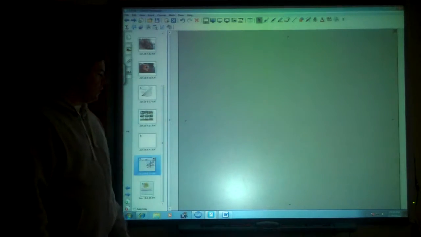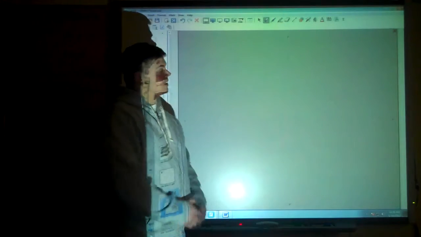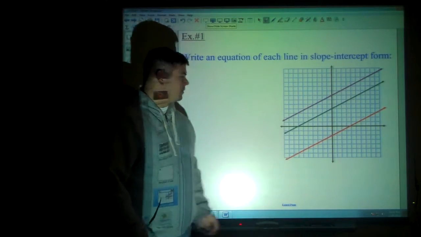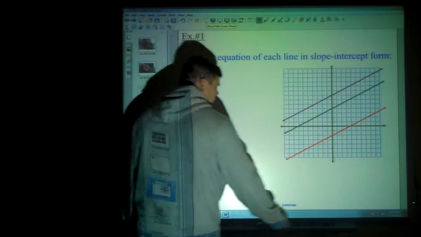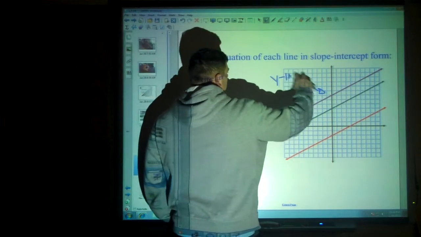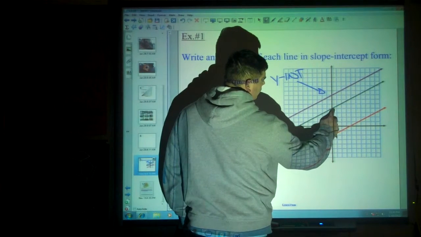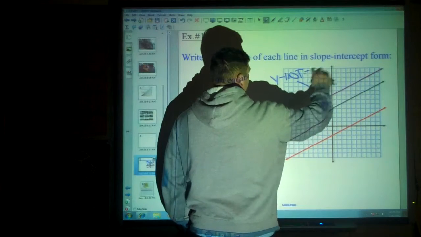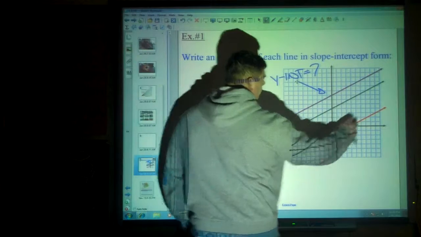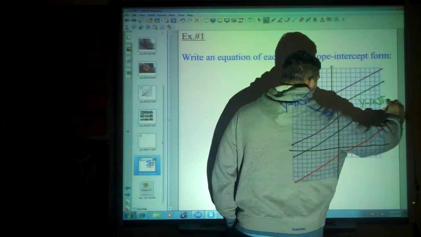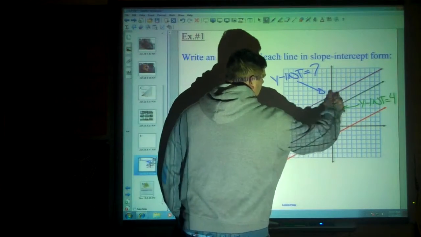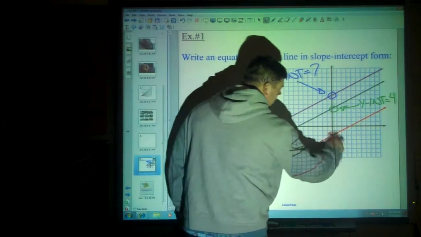So, we have learned in the past that parallel lines have exactly the same slope. So in this case, we want to write equations for each one of these 3 lines. We need to know some important pieces of information. For example, we need to know that right there is a y-intercept at 1, 2, 3, 4, 5, 6, 7. And this is a y-intercept at 1, 2, 3, 4. Right there. And the red line has a y-intercept at -2.